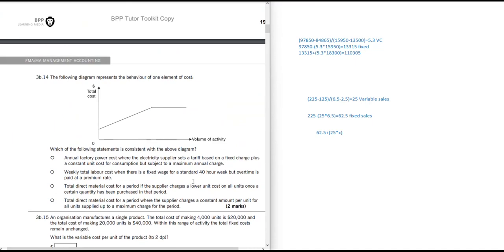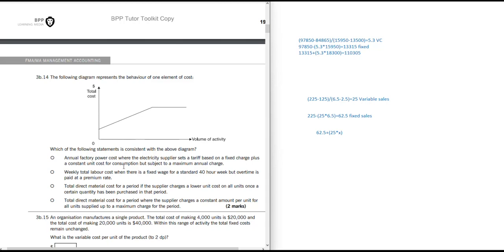Which of the following statements is consistent with the above diagram? So we have semi-variable cost going on, and then there's a maximum limit. Remember, different costs can be added together to make a cost. So in this case, we have semi-variable cost and maximum variable cost added together. So it is a semi-variable cost with a maximum limit. So which example would be consistent with that?